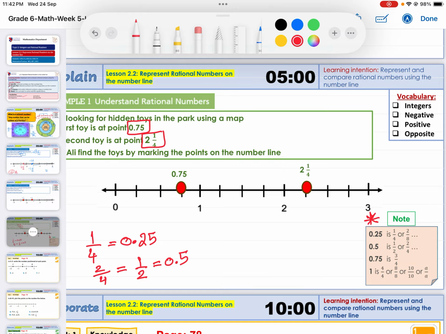Sorry, I should have flipped that. 3/4 is equal to 0.75. So these fractions and decimals are basics in math. It's better for you to memorize them instead of doing long division. Okay, I hope it's clear. So let's start here.